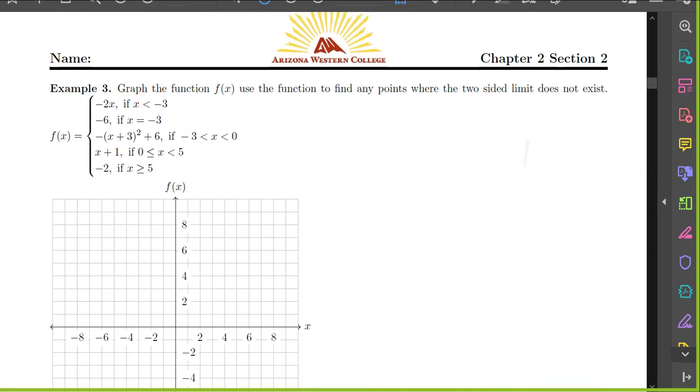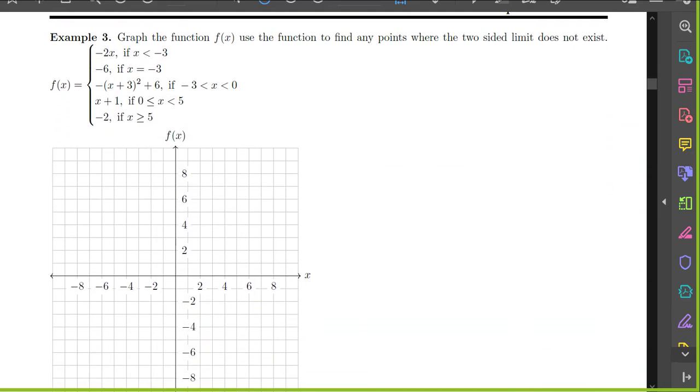The next example says graph the function f of x and use the function to find any points where the two-sided limit does not exist.